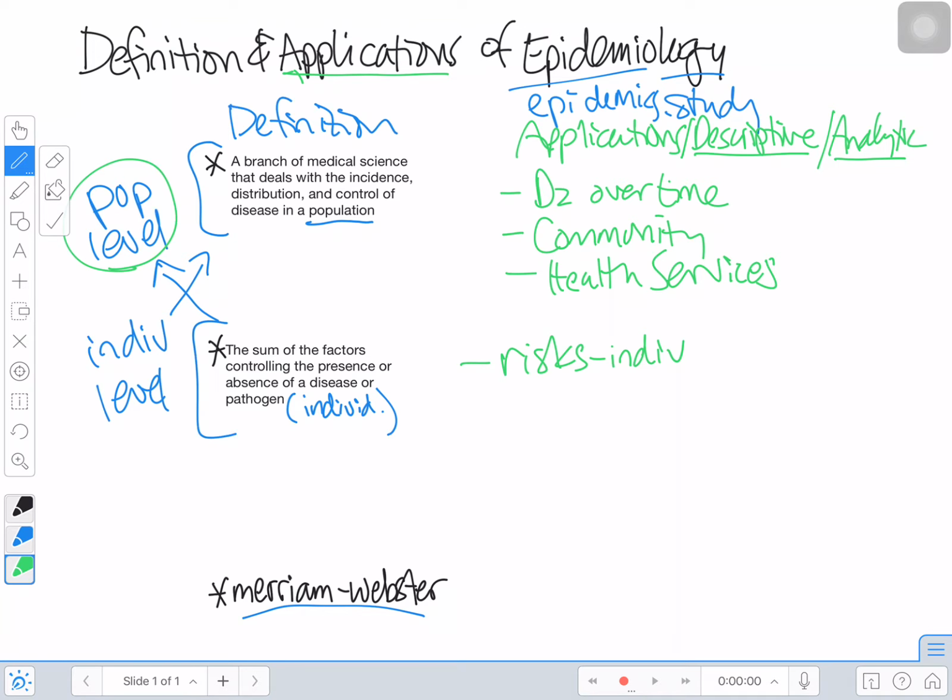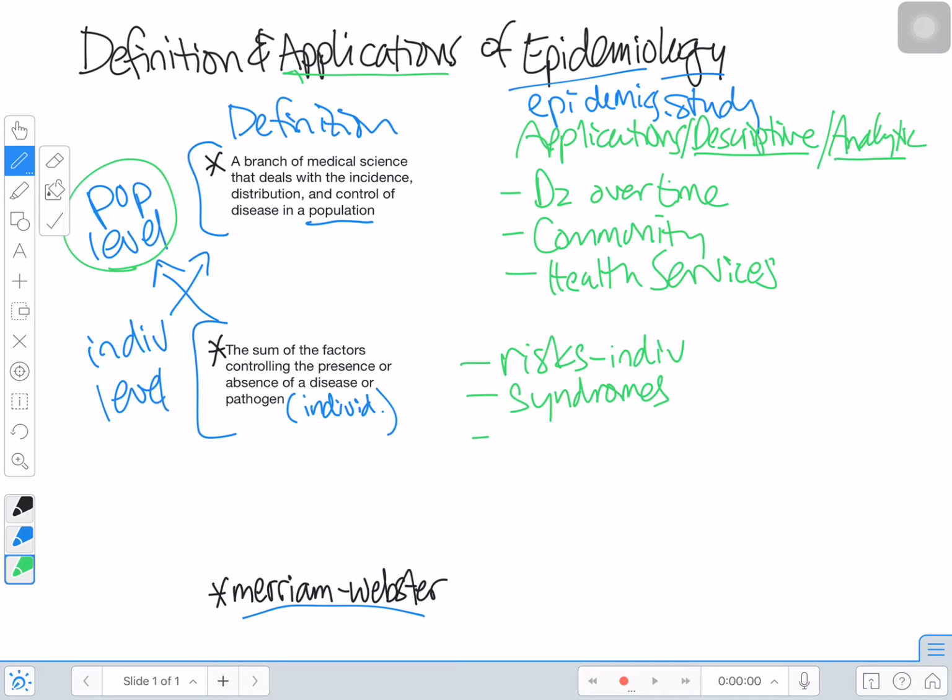We may be wanting to identify syndromes. And so an example of that would be Reye's syndrome, where we discovered that babies who were given aspirin developed certain symptoms. And so we're trying to find relationships between things on the individual level.